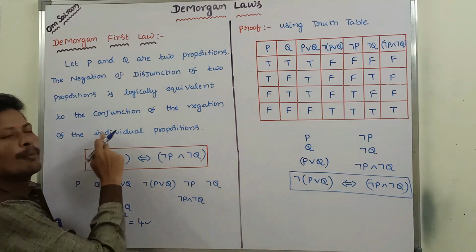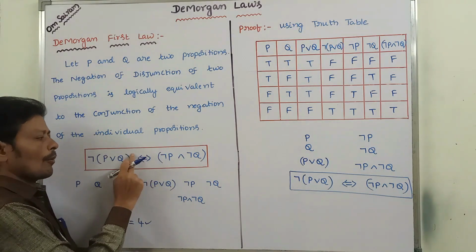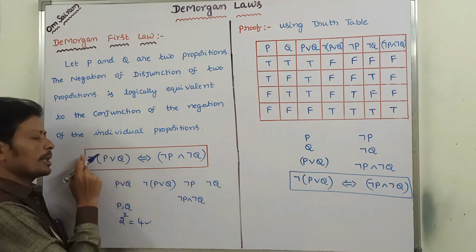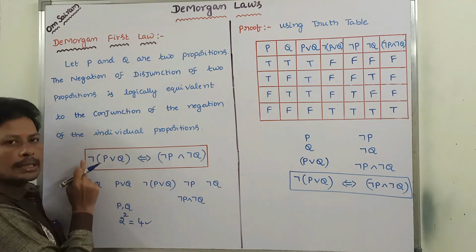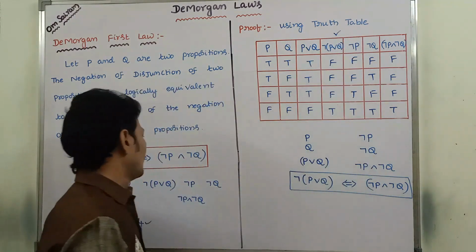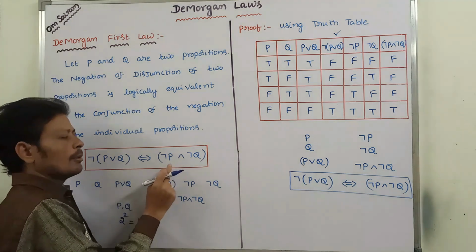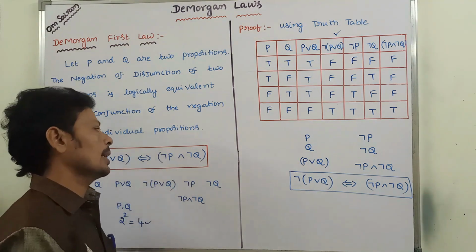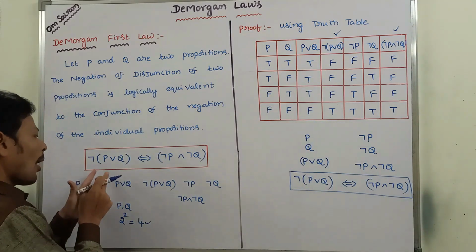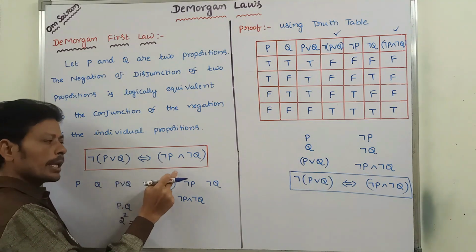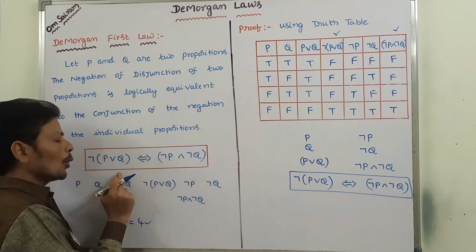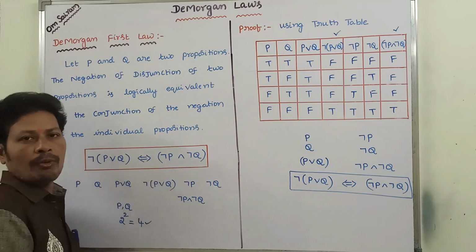Now, in DeMorgan's first law, this is the logical equivalence symbol. Before the logical equivalence symbol, the compound proposition is negation of p or q. After the logical equivalence symbol, the compound proposition is negation p and negation q. This compound proposition is logically equivalent to that compound proposition when both contain the same truth values.